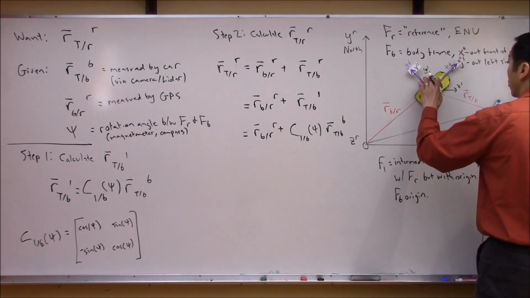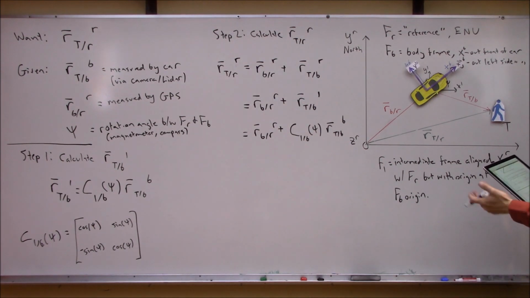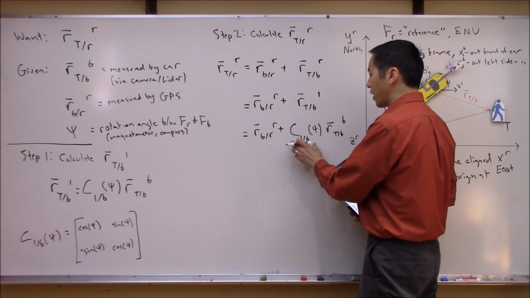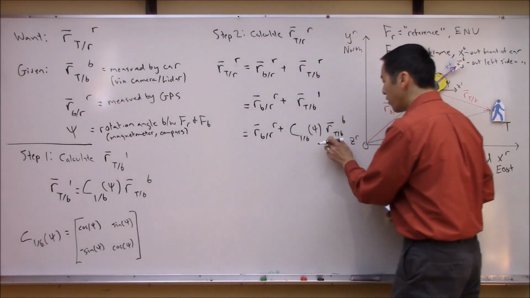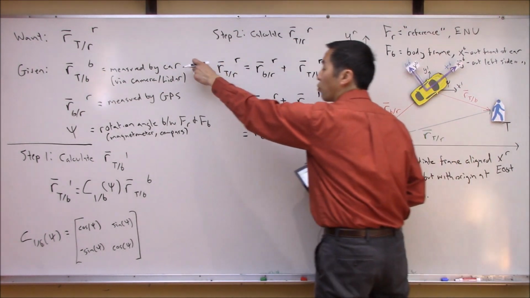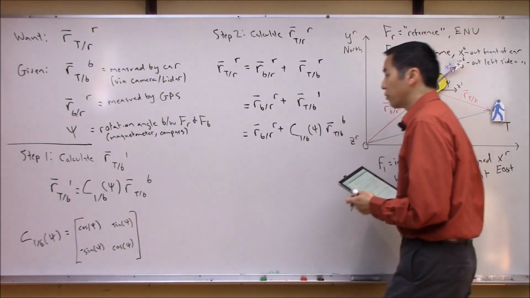Remember, going on top of this picture was our car sitting like that, and there's the angle psi. Whoops, I guess I obscured it a little bit. There's the angle psi, right? So it's just, are you pointing northwest, southwest? How many degrees bearing is that, right? So I get this rotation matrix here. And then finally, this guy right here, RT with respect to B expressed in the body frame, that is what the car measured here via camera or LiDAR or what have you, right?